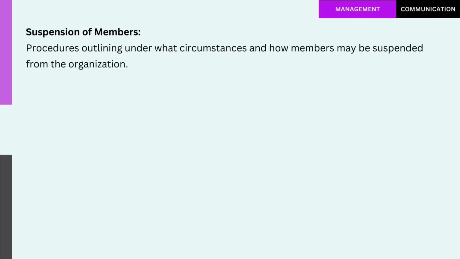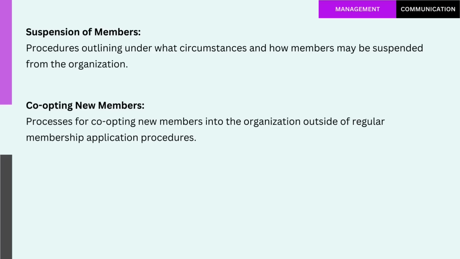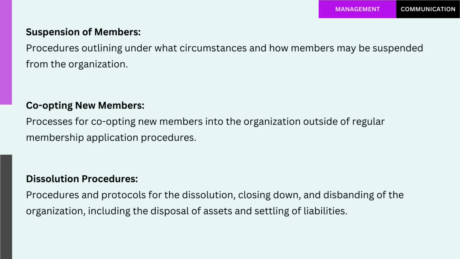8. Suspension of members. Procedures outlining under what circumstances and how members may be suspended from the organization. 9. Co-opting new members. Processes for co-opting new members into the organization outside of regular membership application procedures. 10. Dissolution procedures. Procedures and protocols for the dissolution, closing down, and disbanding of the organization, including the disposal of assets and settling of liabilities.